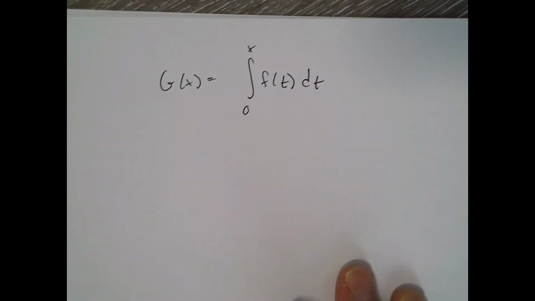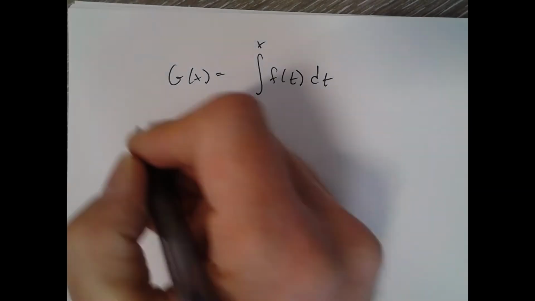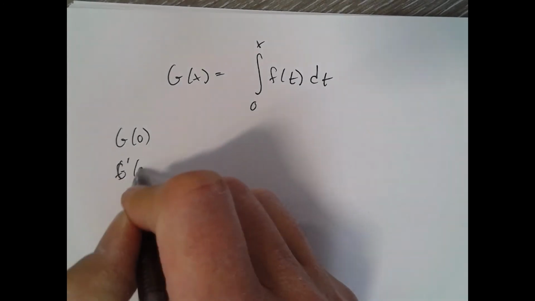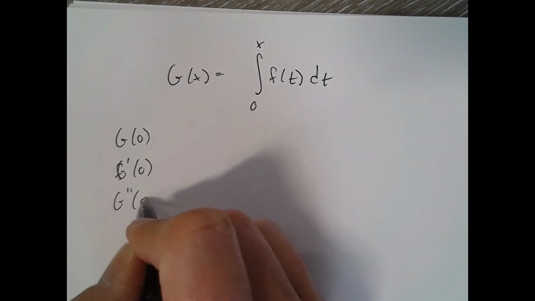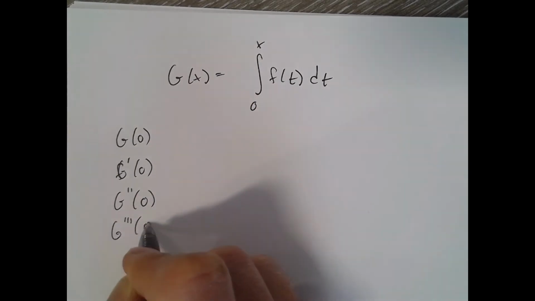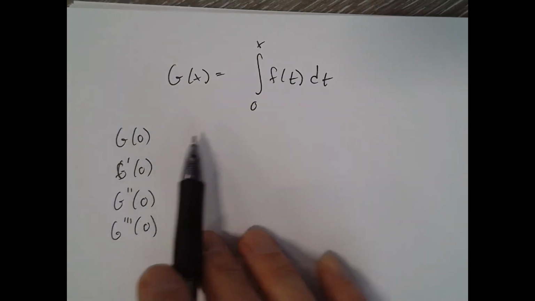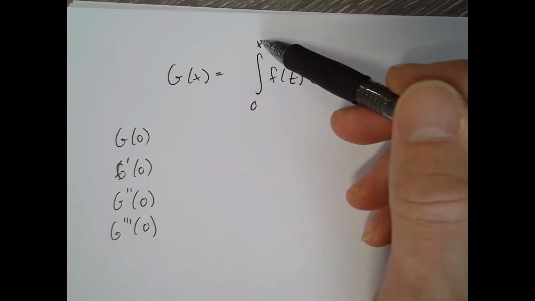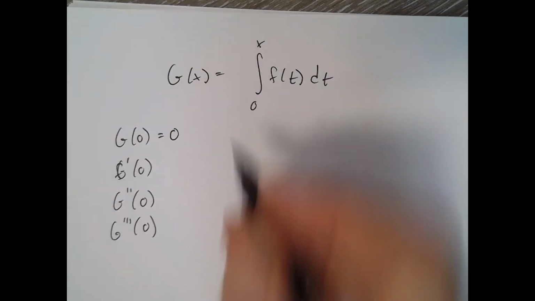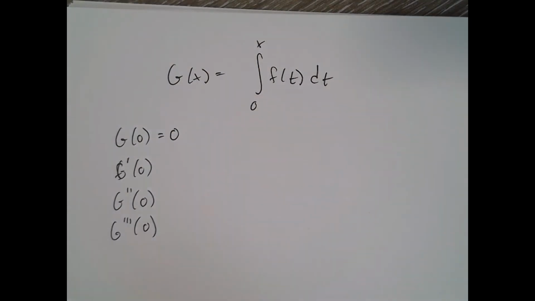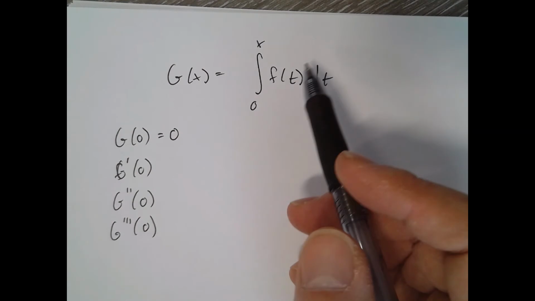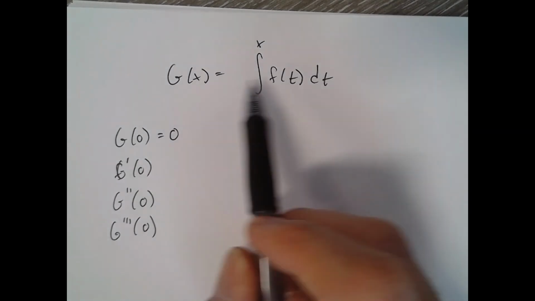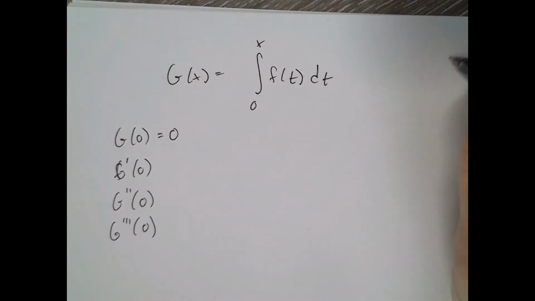So if we wanted to, we could find g of 0, g prime of 0, g double prime of 0, and so on. Well, g of 0 is, if I plug in 0 for x, I'm integrating a function from 0 to 0. So by definition, that is 0. G prime, so the derivative of g, would just be, well, g is the antiderivative of f.